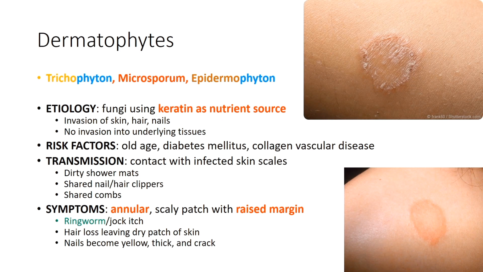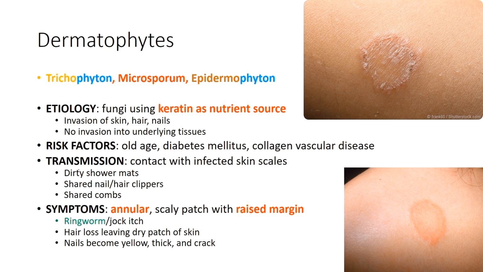All right, so now onto our dermatophytes. These are actually my favorite. I hated them at first, but they're actually not that bad. So this is your trichophyton, microsporum, and epidermophyton. These are fungi that infect and eat away your keratin pretty much. That's a nutrient source. They invade skin and hair and nails, and they have a different arrangement of which ones they do infect. The risk factors are old age, diabetes, and collagen vascular diseases.